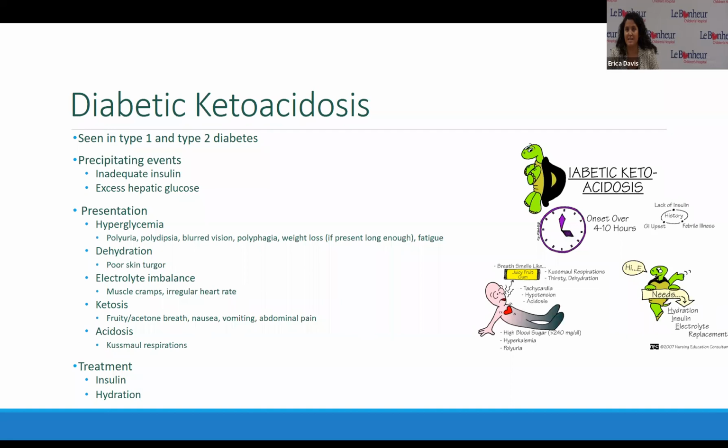Things we're going to see with diabetic ketoacidosis: the very first thing we're going to see most of the time is hyperglycemia, so high blood sugar. We might see some of those symptoms of highs, like polyuria and polydipsia. There are a few more listed on this slide underneath hyperglycemia, but we already know what that looks like in our patients with diabetes.